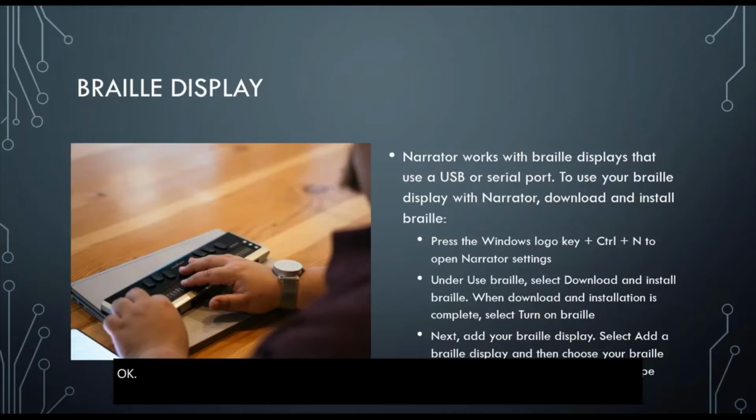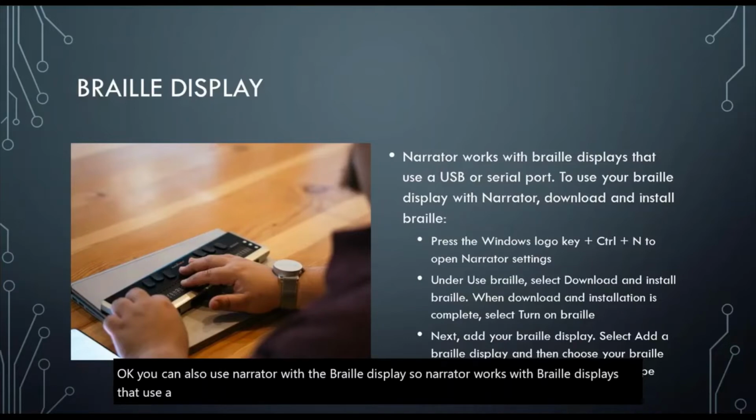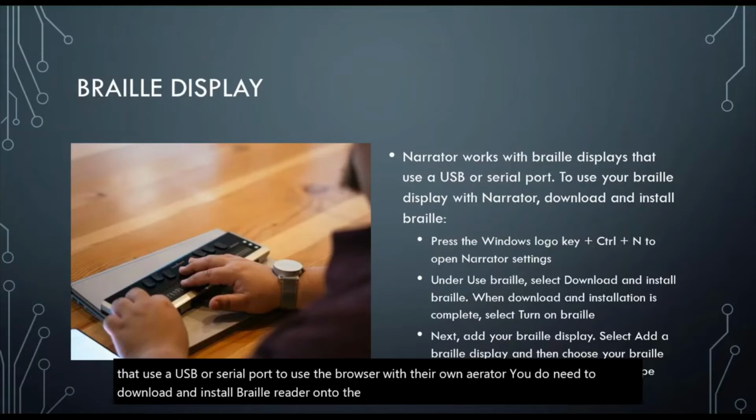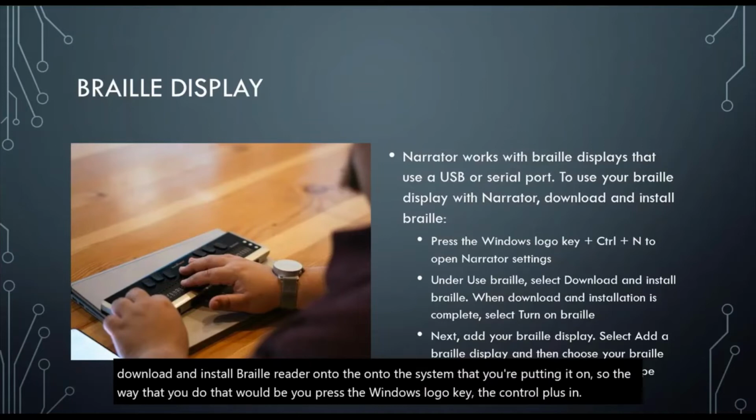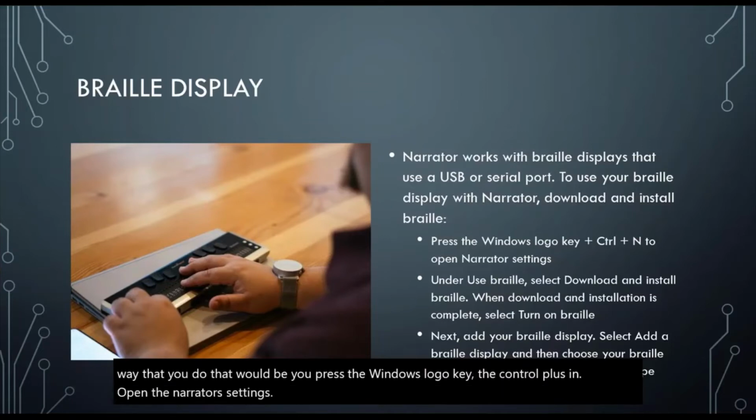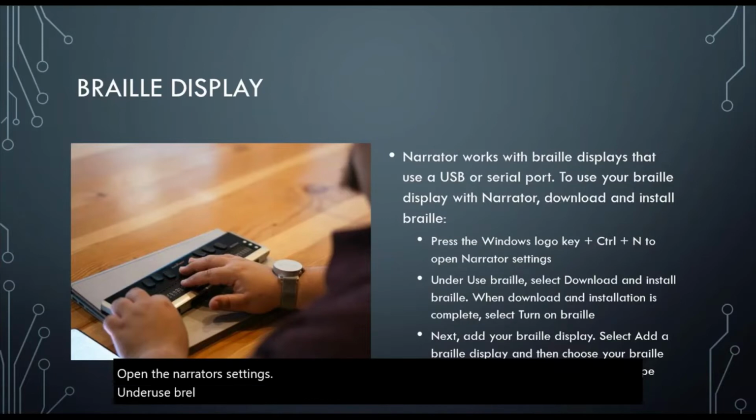Okay, you can also use Narrator with a Braille display. Narrator works with Braille displays that use a USB or serial port. To use the Braille display with Narrator, you do need to download and install the Braille reader onto the system that you're putting it on. The way that you do that would be you press the Windows logo key, Control+N to open the Narrator settings. Under Use Braille, you would select Download and Install Braille.